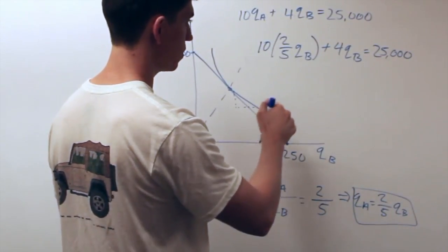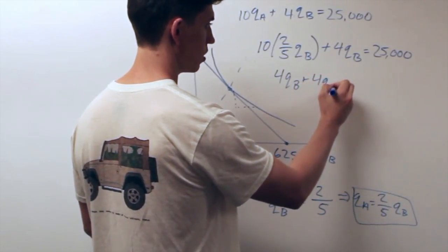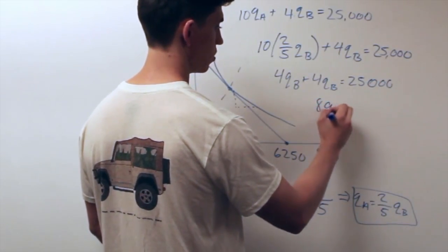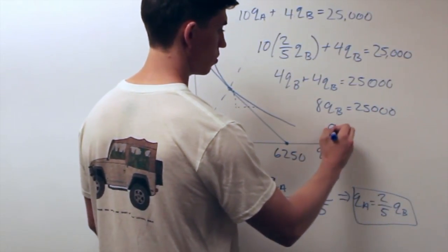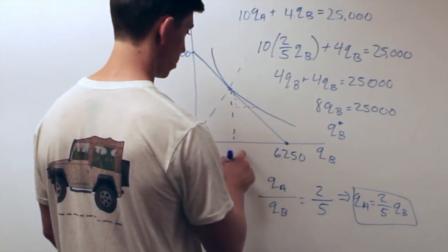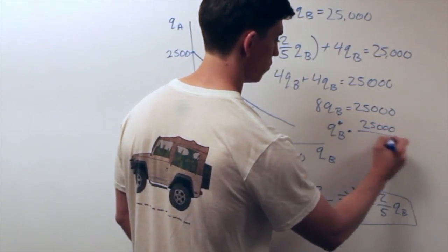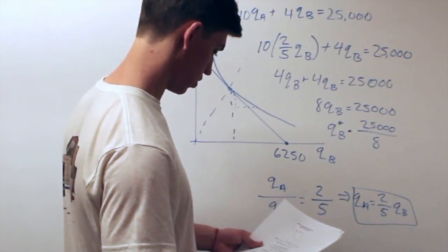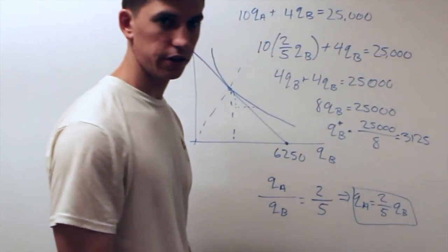So 10 times 2/5 is just 4. So 4 QB plus 4 QB equals 25,000. So 8 QB equals 25,000. And so QB star, I say star because it's our optimal one here, which is this point right here, is equal to 25,000 divided by 8, which is 3,125. You can just use your calculator to get that.